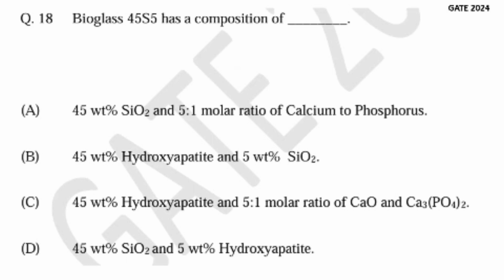Bioglass 45S5 has a composition of... this is the question. So we will see what the answer is. Before going to the answer, we will review what Bioglass 45S5 is. Bioglass 45S5 is a type of bioactive glass that is widely used in biomedical applications, particularly for bone tissue engineering and repair. Its composition is known for its ability to bond with bone and promote healing.